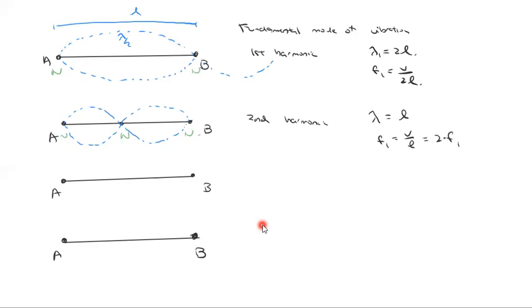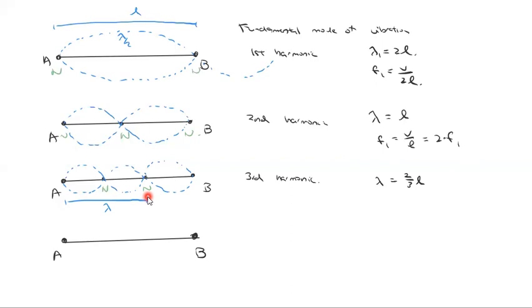And as you can imagine, this can continue. We can split it into 3, and so we'll end up with something that looks like this, with, of course, nodes here as well. So that's going to be the third harmonic. And that would then mean that lambda is this section here now. If you split the string into 3 equal parts, of which lambda is 2 of those parts, then lambda must equal 2/3 L.